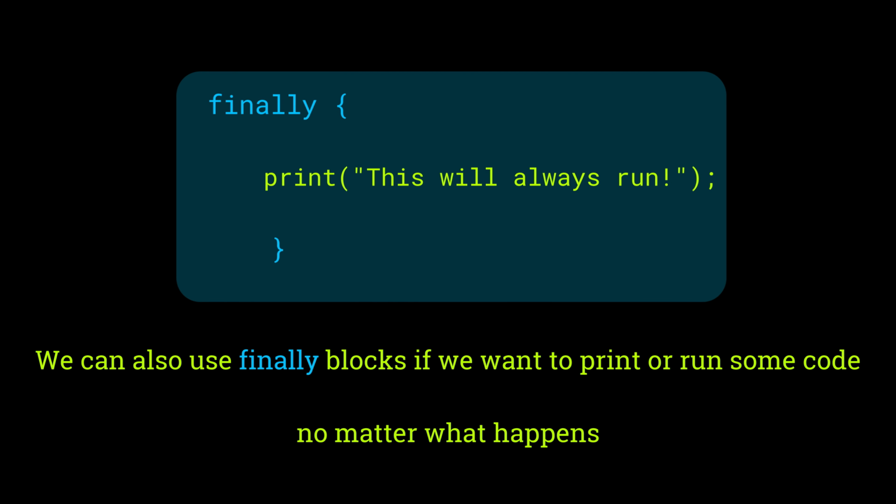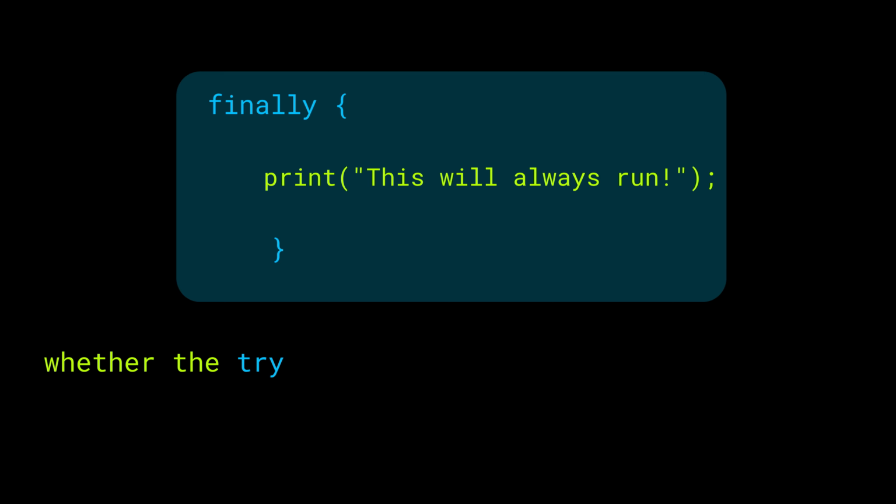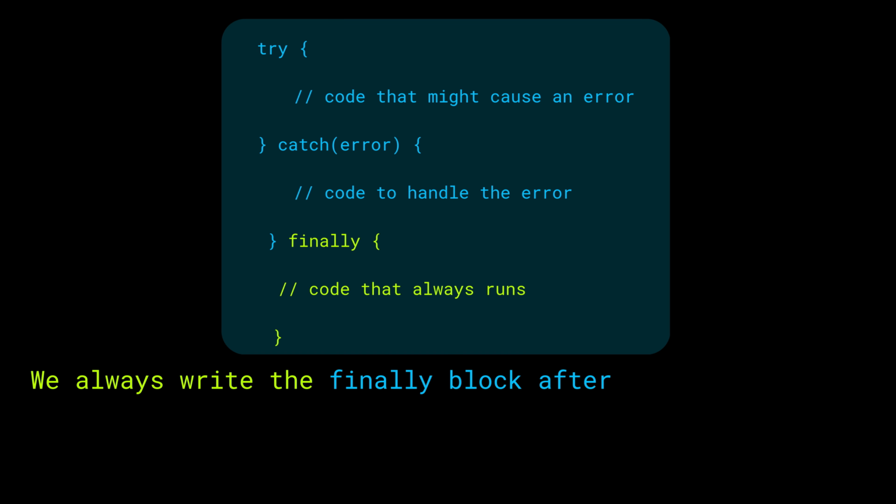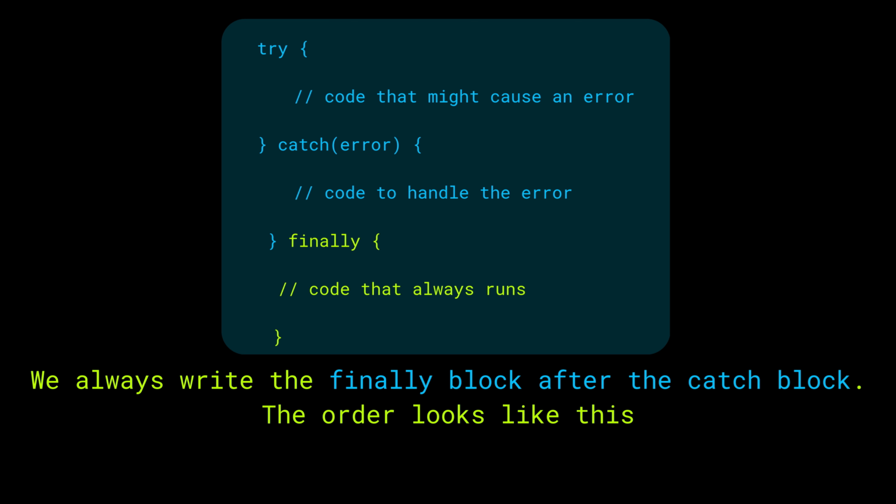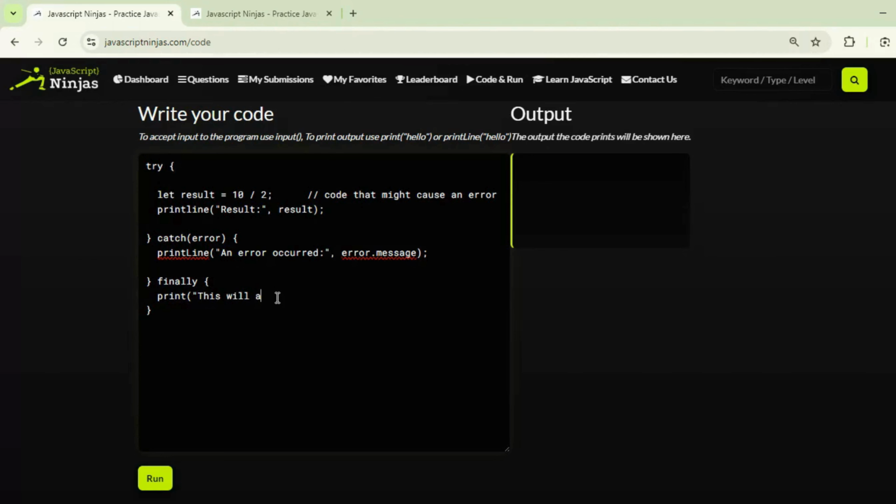And we can also use finally blocks if we want to print or run some code no matter what happens, whether the try block succeeds or an error occurs. We always write the finally block after the catch block, and the order looks like this. As you can see on the screen, the finally block runs no matter what. It always executes whether there's an error in the try or catch section or not.